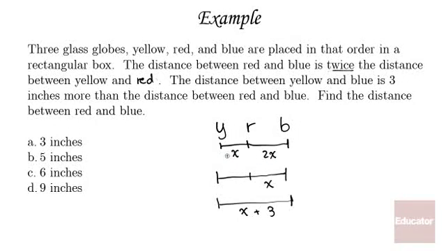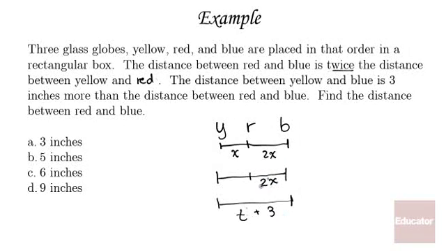The distance between yellow and blue, the total is 3 inches more than the distance between red and blue. So I'm going to call this a different variable because this is a different set of information. We shouldn't use y because that looks like yellow. Let's say t. I could have used d for distance. Find the distance between red and blue. Okay, so we've set up this equation. So we see from red to blue, this is also the same thing as 2x.